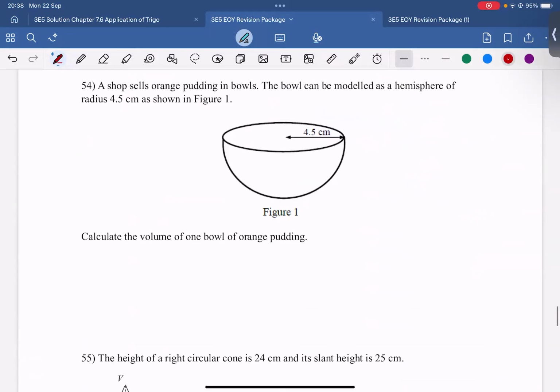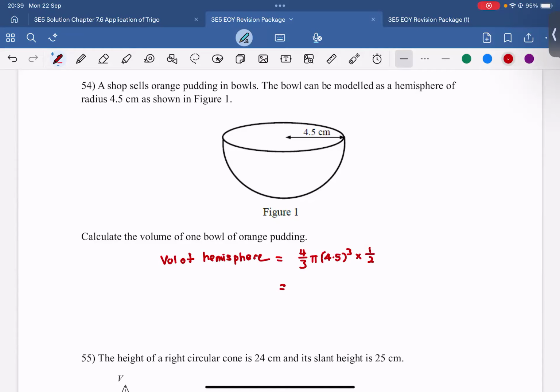Now let's talk about sphere. This is called a hemisphere. That means half of a sphere. Calculate the volume of one bowl of orange pudding. So volume of hemisphere is what? So 4/3 pi r cube is actually the volume of a sphere. So what do we do? We only want half of it. So we multiply by half.